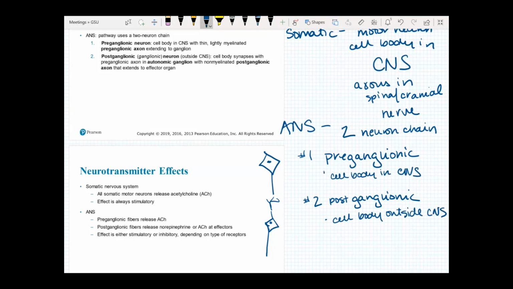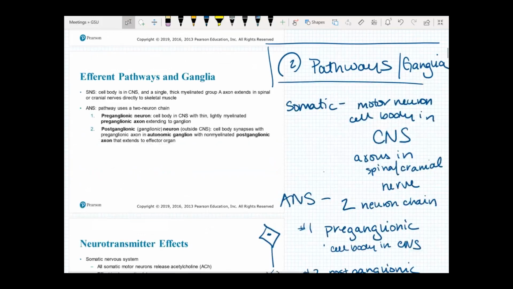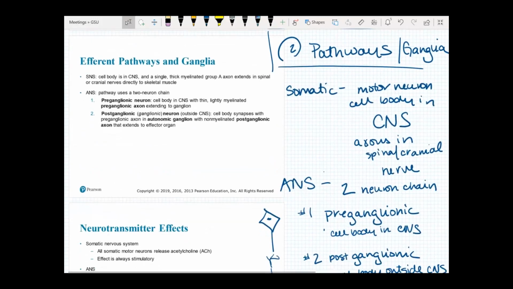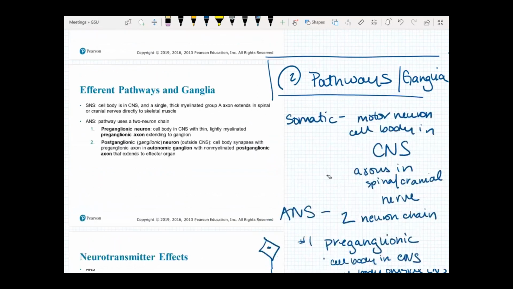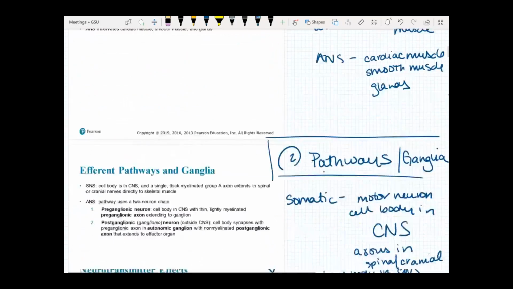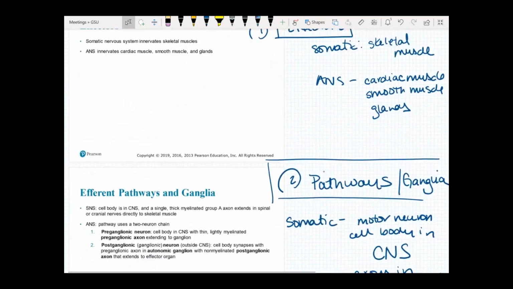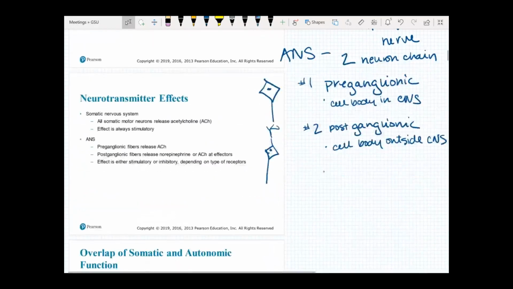And so another difference between them is that's the ganglia, but the pathways are also going to be a little bit different. With our somatic nervous system, our effector up here is always going to be, as a reminder, that skeletal muscle. But our pathways and our ganglia are leading to different effectors, cardiac muscle, smooth muscle, and glands for our ANS.